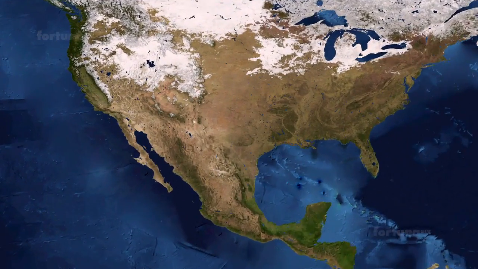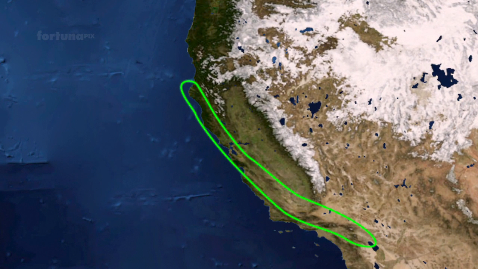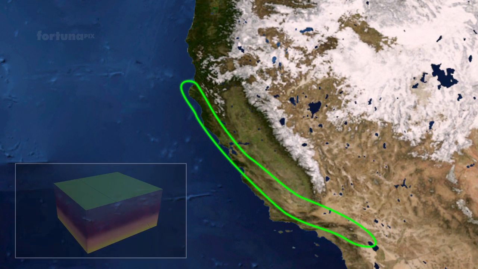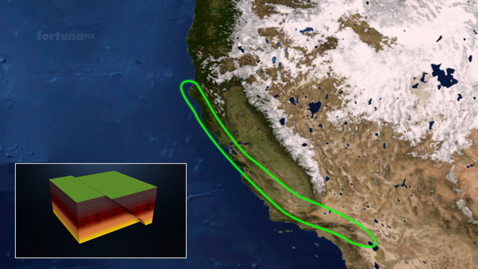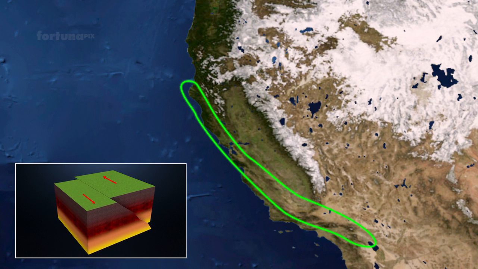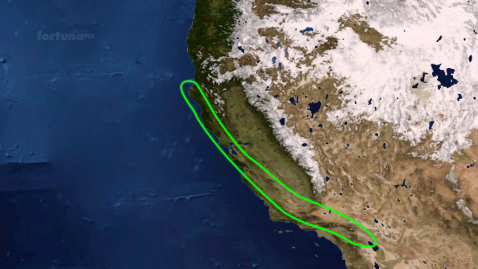The San Andreas Fault in California is a transform plate boundary. At this boundary, the Pacific and North American plates slide past each other in the opposite directions. Due to the friction of the opposite moving plates, this area experiences many earthquakes.